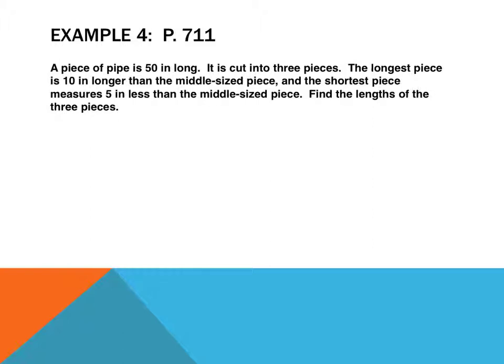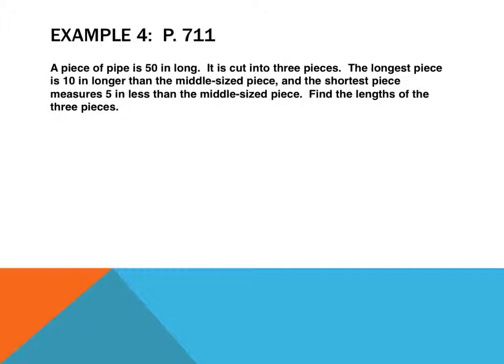On page 711, example 4, a piece of pipe is 50 inches long. It is cut into 3 pieces. The longest piece is 10 inches longer than the middle-sized piece, and the shortest piece measures 5 inches less than the middle-sized piece. Find the lengths of the 3 pieces.